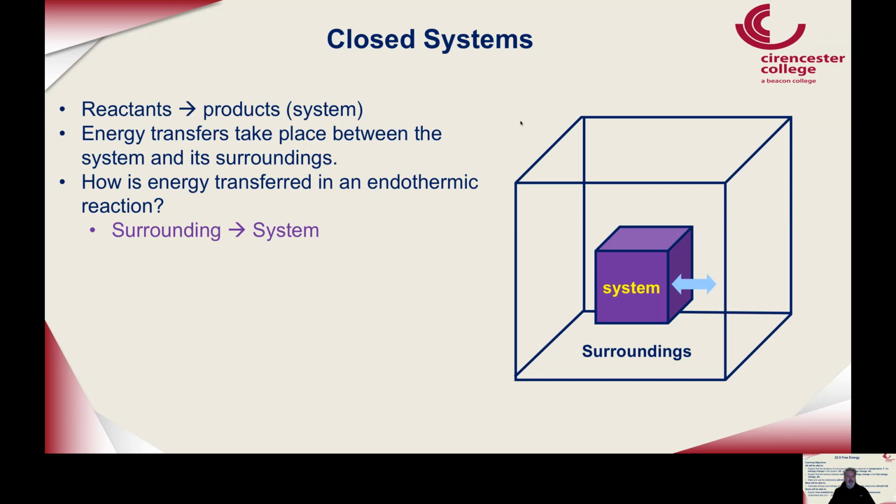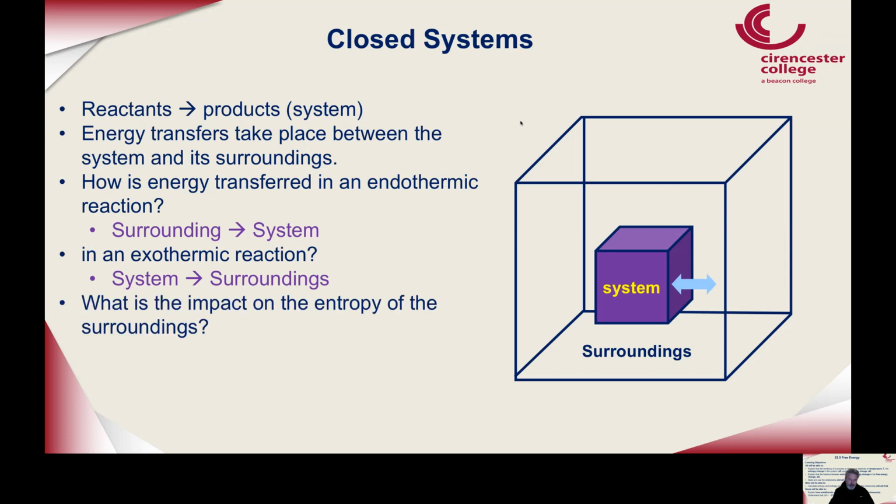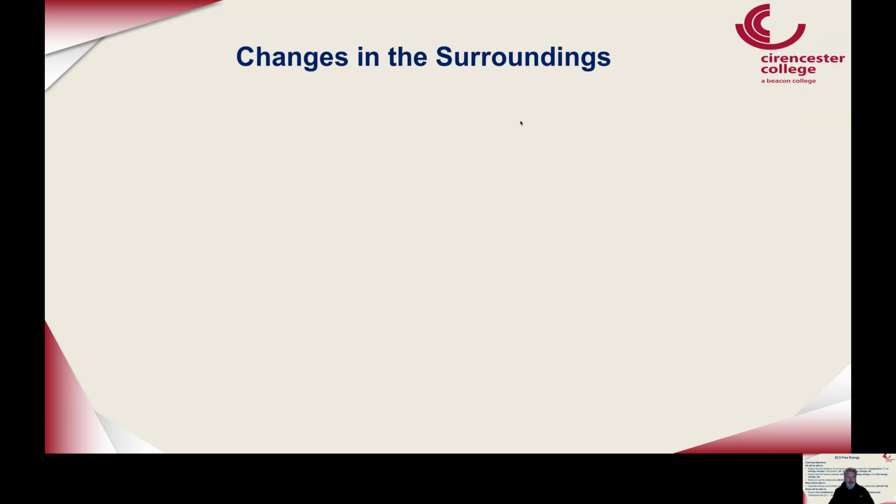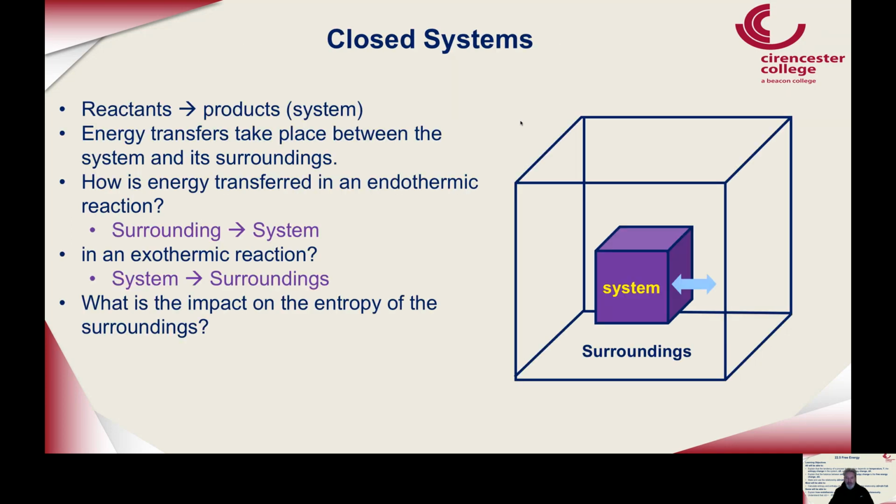So in an endothermic reaction, we're going to go from surroundings to the system. Endothermic reactions take heat energy in, so they're grabbing it from the surroundings and going into the system. And obviously in an exothermic reaction, it's the opposite. The chemicals are pushing it out into the surroundings. So what is the impact on the entropy of the surroundings? We have to consider that as well.